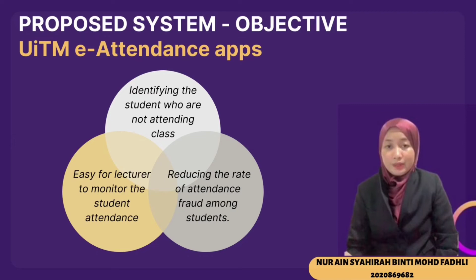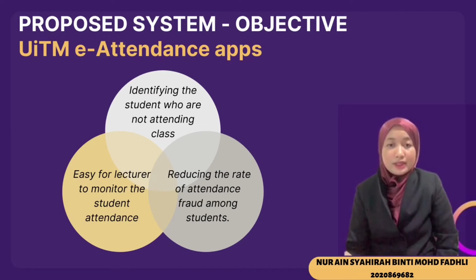Technically, this app helps by identifying the students who are not attending class, makes it easy for lecturers to monitor student attendance, and reduces the rate of attendance fraud among students. The objective of this new UiTM e-attendance is to develop a student attendance system able to replace the previous system. The system will have the following functions. Firstly, identifying the students who are attending or not attending classes. With the new system, it is easy for lecturers to track the number of students attending the class and the number of students who tick their attendance. If the numbers do not tally, there are students who forgot or did not tick the attendance.